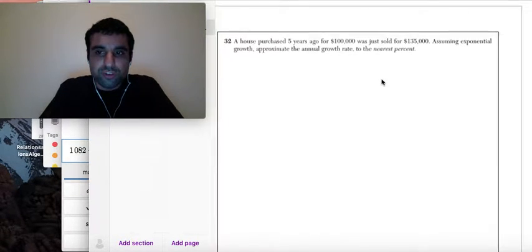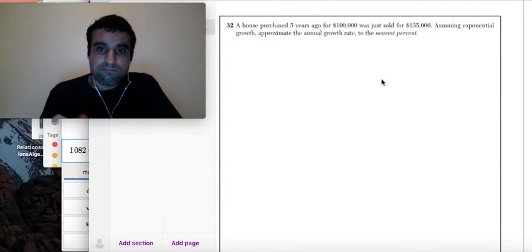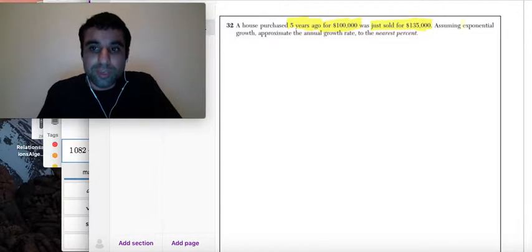A house purchased for $100,000 5 years ago was just sold for $135,000, assuming exponential growth. Approximate the annual, that means yearly, growth rate to the nearest whole number, the nearest percent.